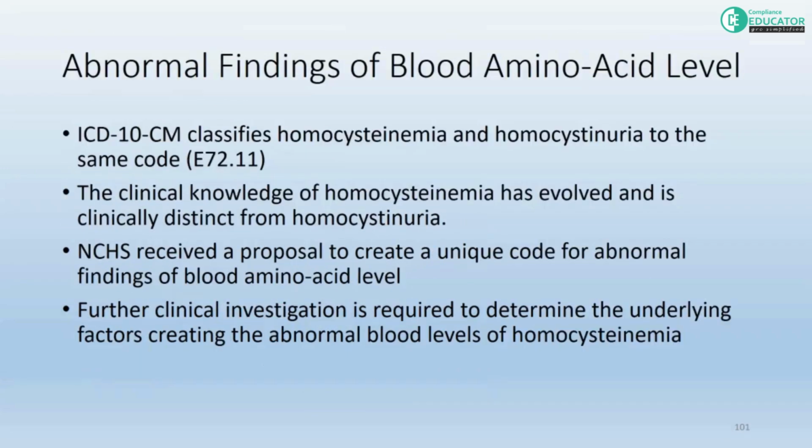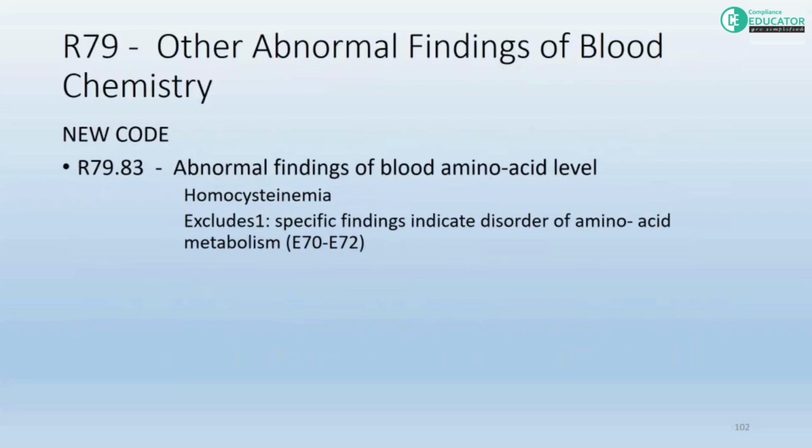Abnormal findings of blood amino acid level. Currently, homocystinemia and homocystinuria are coded to the same code. And so let's try to get codes that more adequately reflect what exactly it is that we're seeing in patients. And so here's our code that has abnormal findings of the blood amino acid level, where it talks about the homocystinemia with an Excludes 1 note for specific findings that indicate disorders of amino acid metabolism.